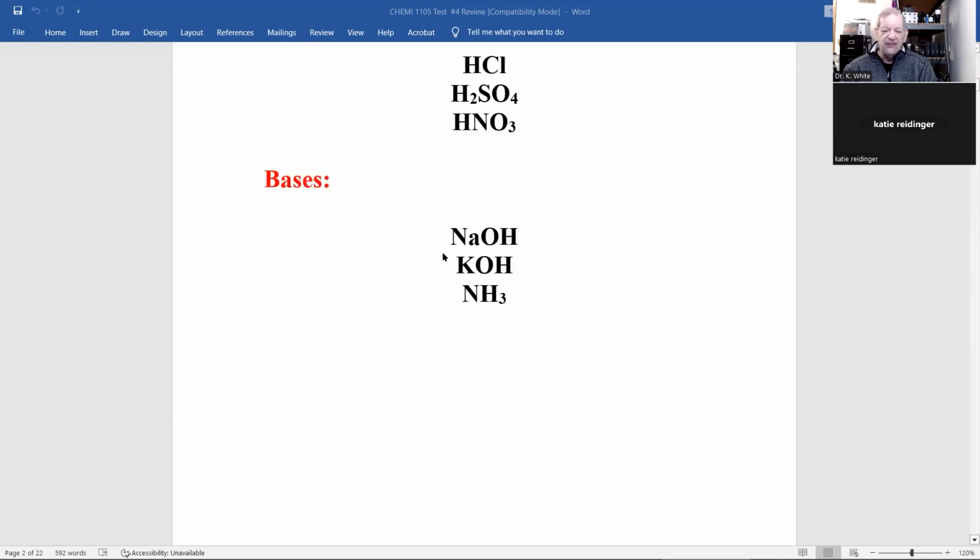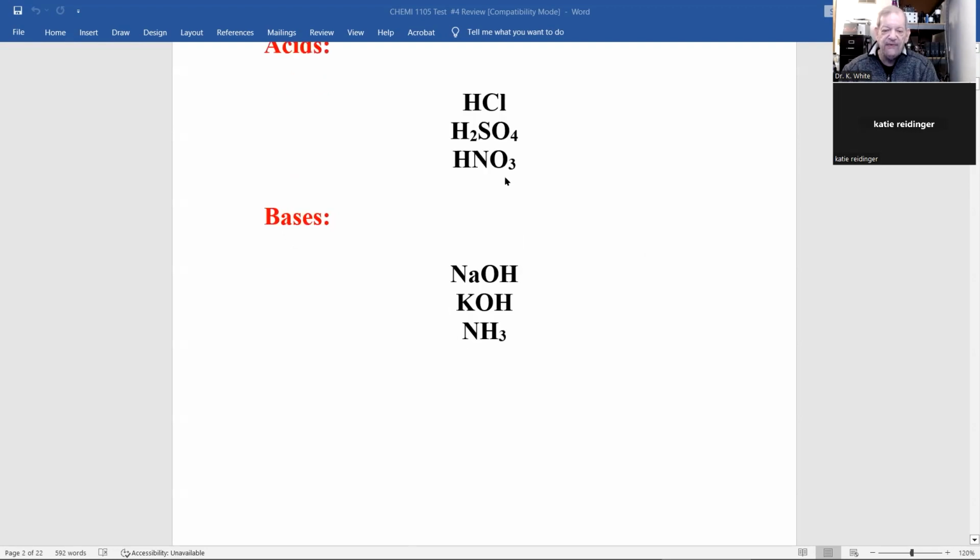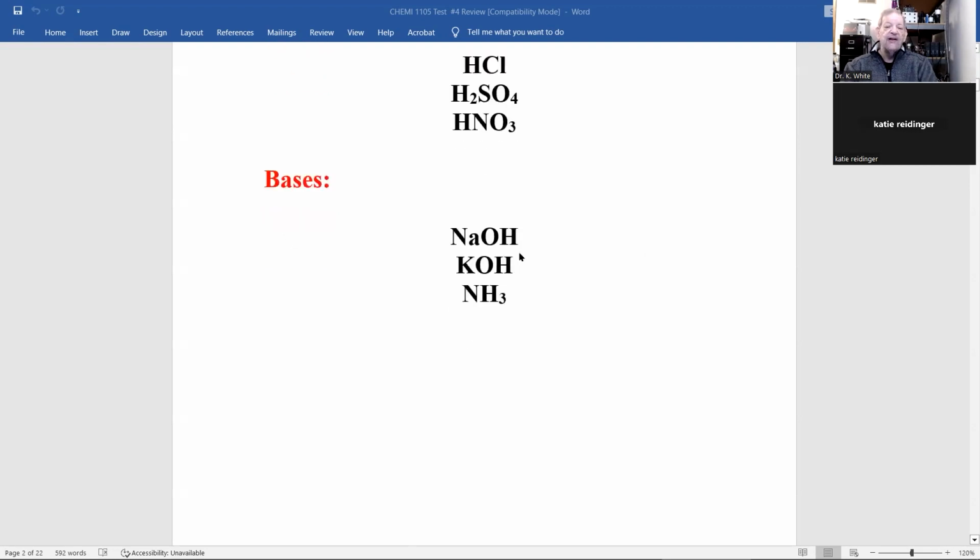Now, bases you should know. Remember, acid is a proton donor, base is a proton acceptor. NaOH, sodium hydroxide. I'm not going to ask you to learn the names, but you should know that structure is a base. KOH, that's potassium hydroxide, that's a base. And NH3, ammonia, that's a base.